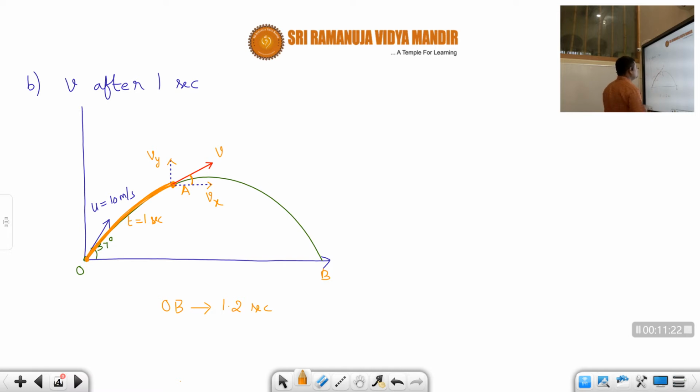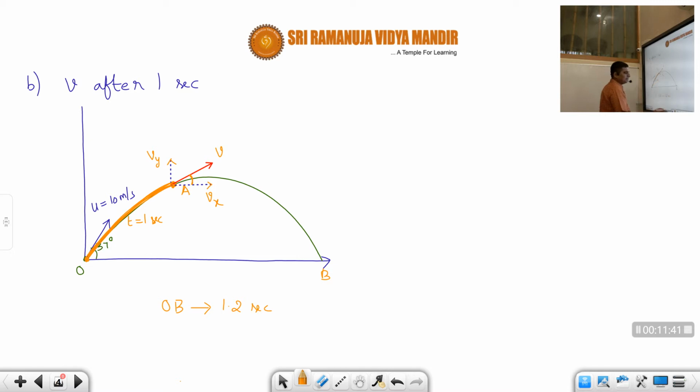Now let us use the concepts of projectiles, what we learned in projectiles. In projectiles we learned that the horizontal component of velocity will always remain constant. Correct or not students? The horizontal component of velocity will always remain constant.